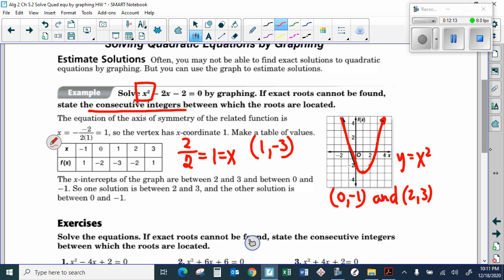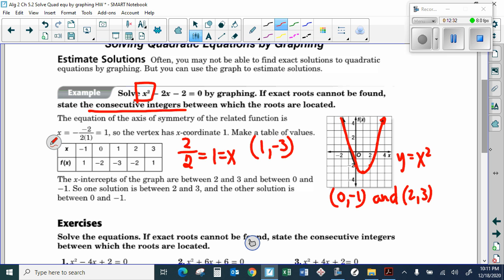We'll see coming up, I guess, if we will solve it by completing the square as well. We can also use the quadratic formula. The quadratic formula gives exact answers that would have radicals involved in it. Here, they're just asking for estimation.